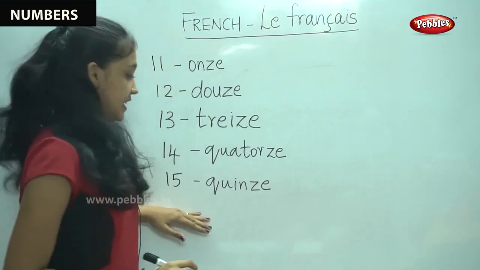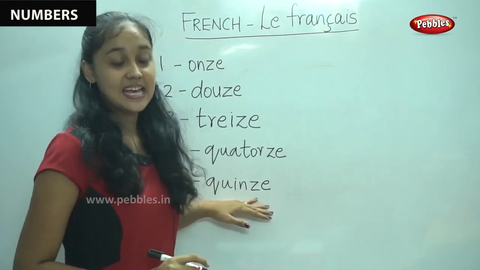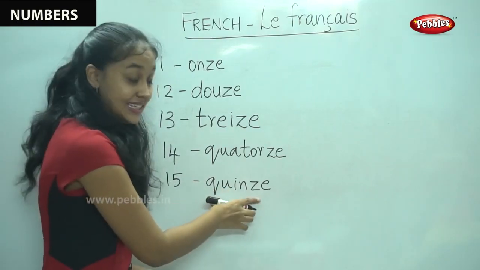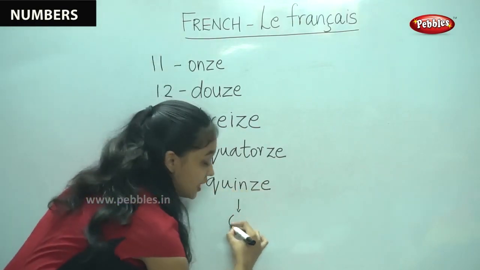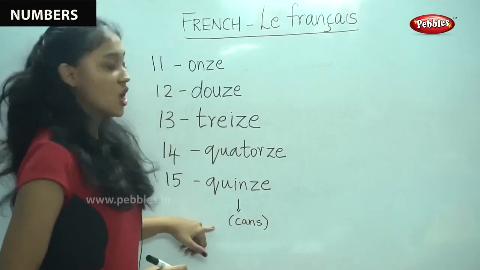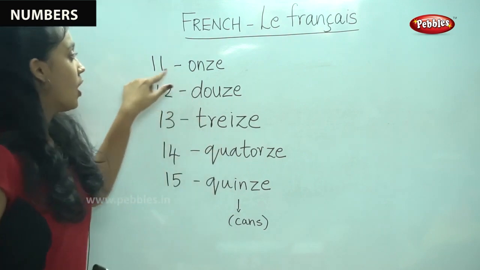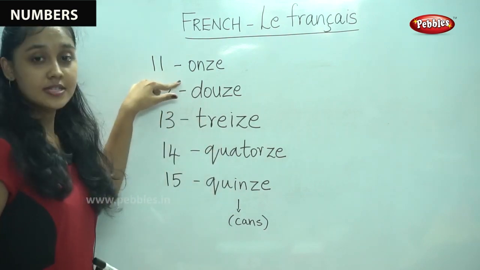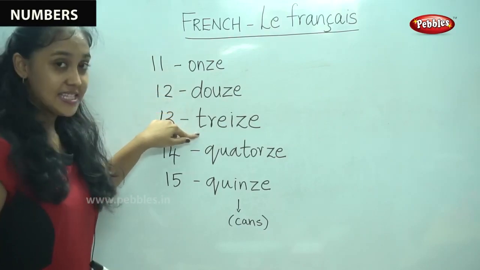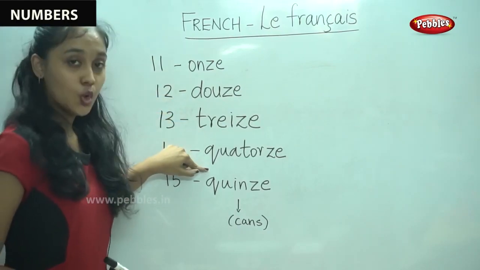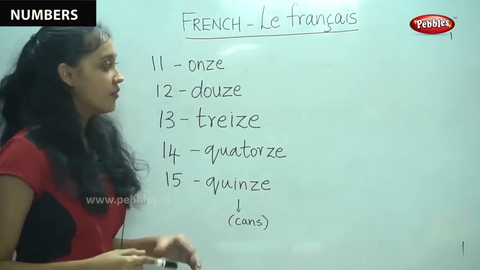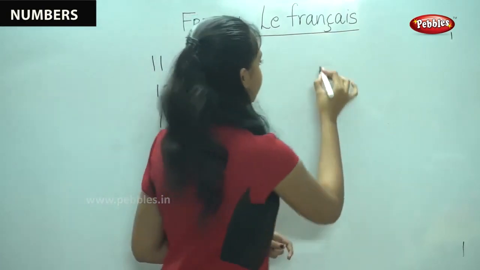The number 15 is pronounced as quinze. The pronunciation is different from the spelling. Quinze. So let us say it once again. 11 is onze, douze, treize, quatorze, and quinze. Let us go over to the next five numbers.